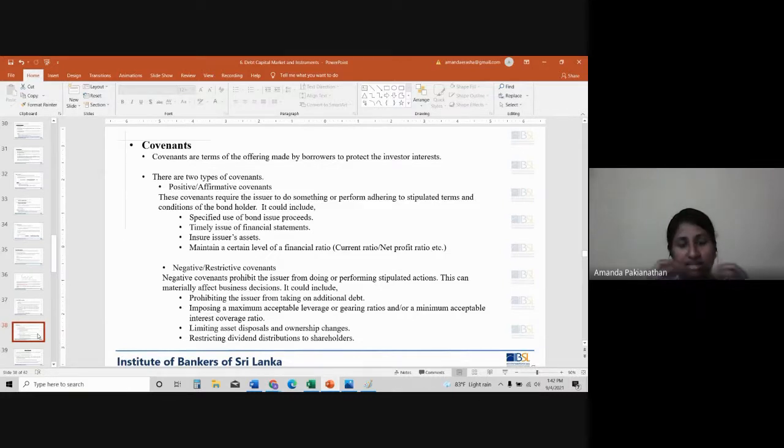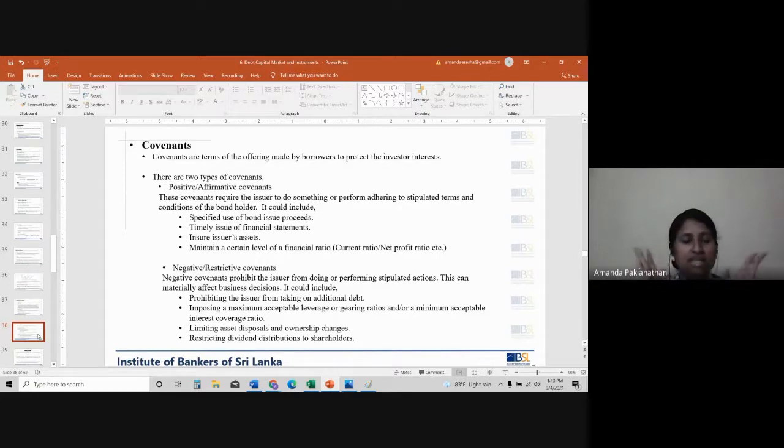The financial ratio is a tricky area where you can't easily identify whether the covenant is a positive or a negative. All other covenants, it's pretty much straightforward. So understand what a covenant is and whether it's a positive or a negative. And remember, negative covenants are restrictive. They can impact business decisions.